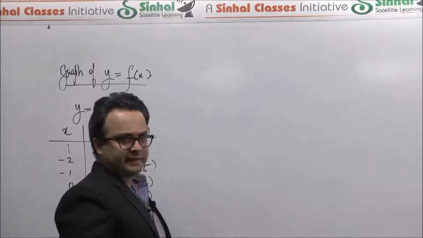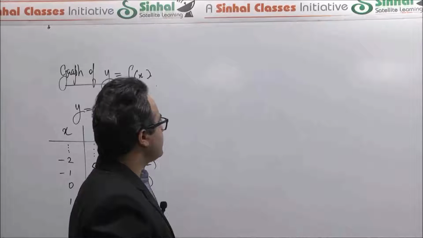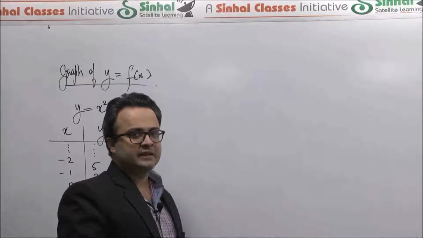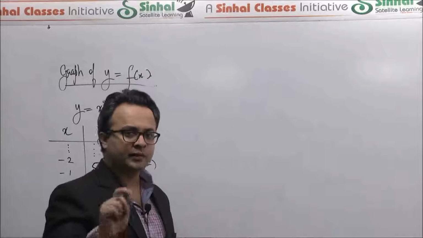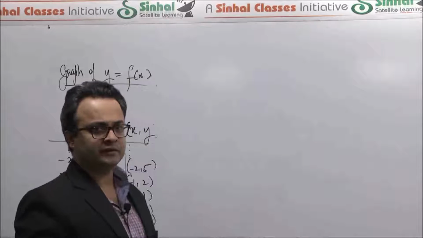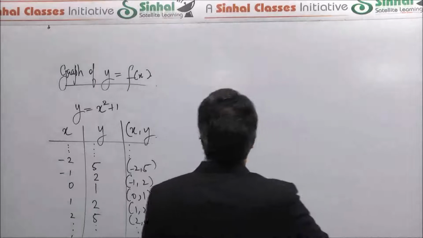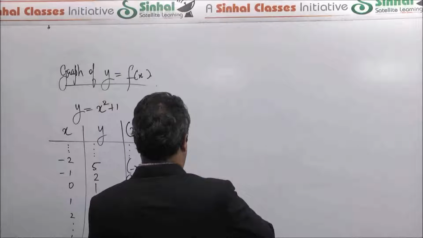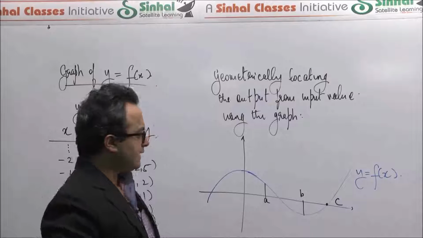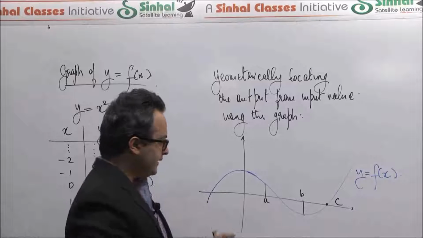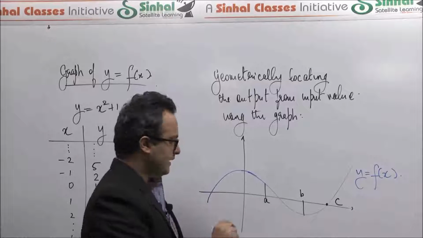The last thing, again, in the context of function that I want to talk about, which will be important for us, is that given the graph of a function, for a given value of the input, how will you geometrically locate the value of the output? So suppose this is the graph of some function y equal to f of x, and we're taking these 3 specific values of x: a, b, and c.